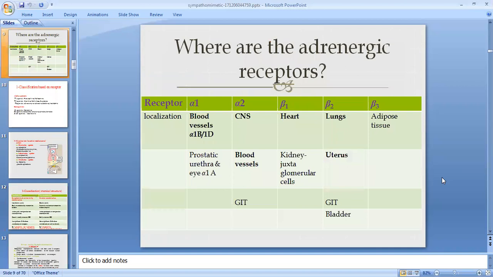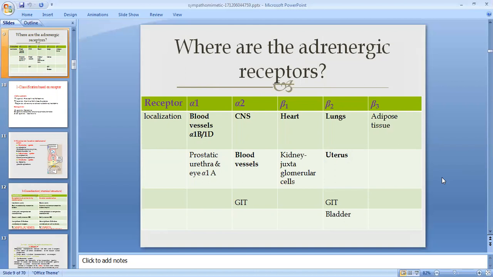Here are the sites where the adrenergic receptors are located. Alpha 1 receptors are located on the blood vessel. There are alpha 1B and alpha 1D receptors, which are present on the blood vessel, and the prostatic urethra and eye contain alpha 1A.